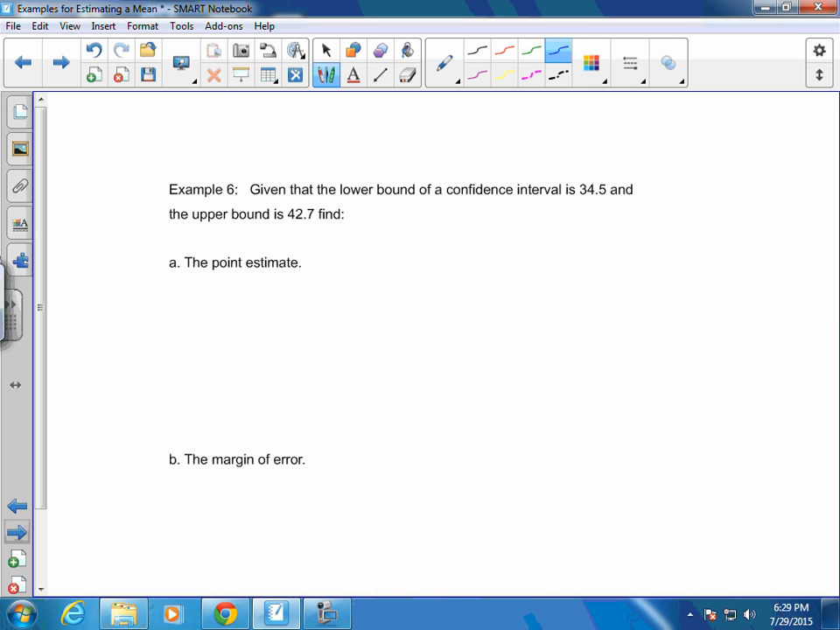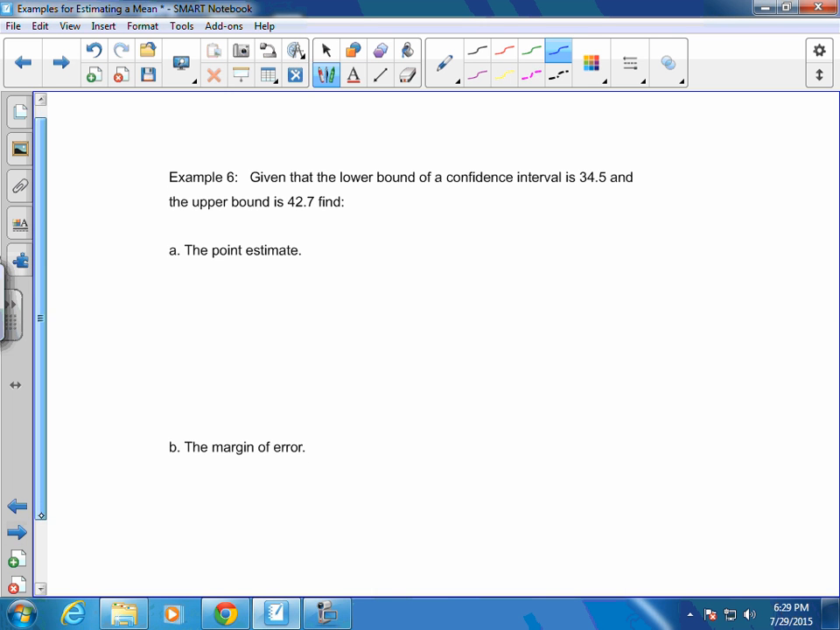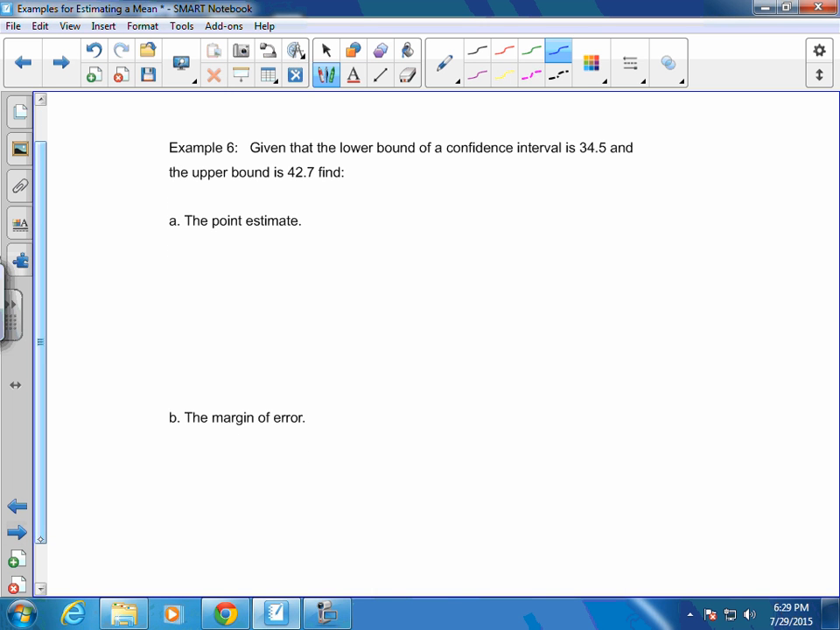Okay, next example here, I like it a little bit better. I think it's easier, but some people find this harder. We're given that the lower bound of a confidence interval is 34.5. That just means that's the left endpoint. The upper bound is 42.7. That just means that's the right endpoint. And we need to find the point estimate, and then we need to find the margin of error.